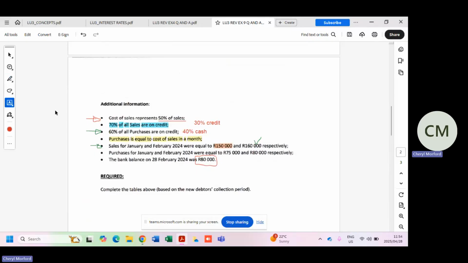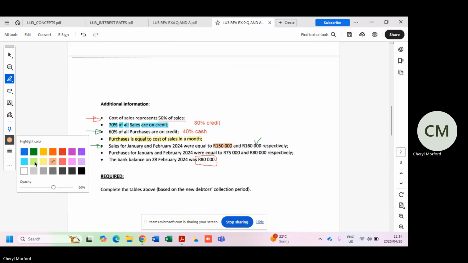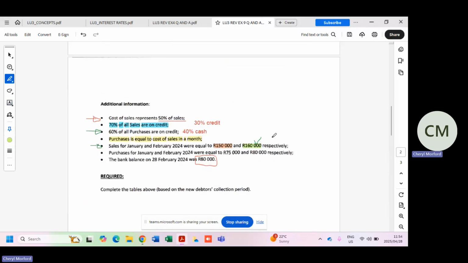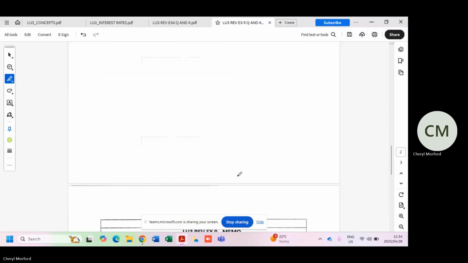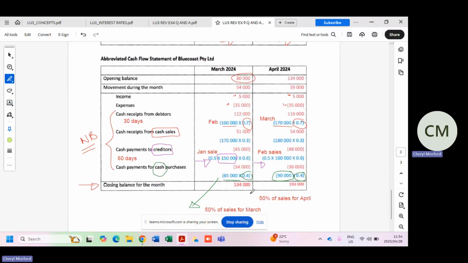And we can find that over here. Here's the February sale: 160,000. So I'm going to take my February sale, find half of it. That will give me cost of sales, which gives me my purchases. Then I'm going to find 60% of it, pay it 60 days later in April. And that's exactly what we've done over here. That's where we're going to get that amount.